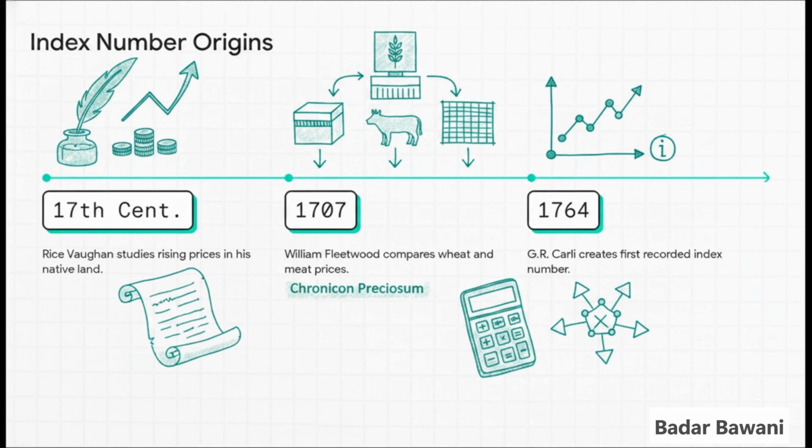Well, fast forward to 1707, and another economic detective, William Fleetwood, publishes Chronicon Preciosum. He goes in and directly compares the prices of everyday things, wheat, oats, cloth, meat, from the 1400s all the way to the late 1600s. Pretty groundbreaking. But the real breakthrough happens in 1764 when an Italian named G.R. Carli creates the very first recorded index number using a simple average of price relatives.